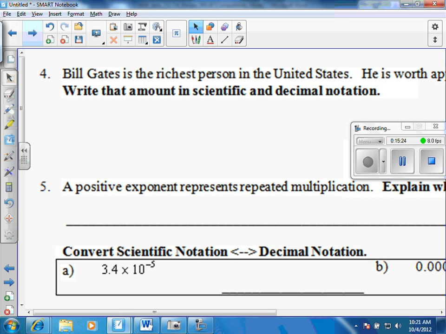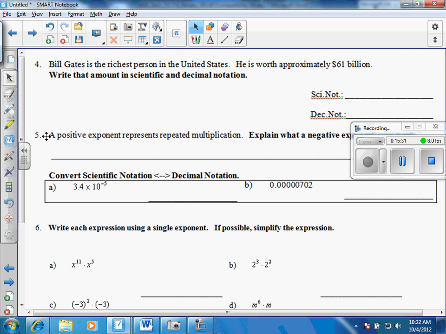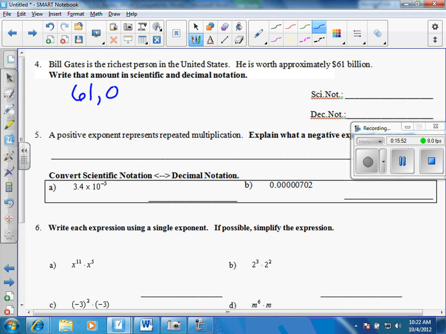Okay, Bill Gates. So we already talked about his wealth. Let's see, can you see that back there? Richest person in the United States, he's worth approximately 61 billion. So how many zeros is in 1 billion? Not easy. That's a million. 9, right. So 61 billion is 9 zeros.